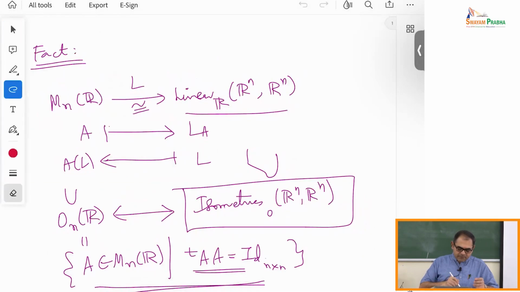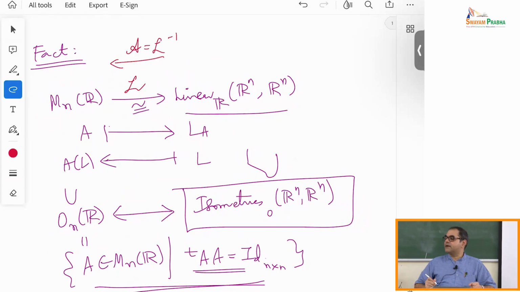So again, let me just change the notation. So this is script L. And mind you, there is also a map in this direction which is script A, which is L inverse. Now I should write a few more things. So this should be L of A, and this thing on the right side should be script A of A.